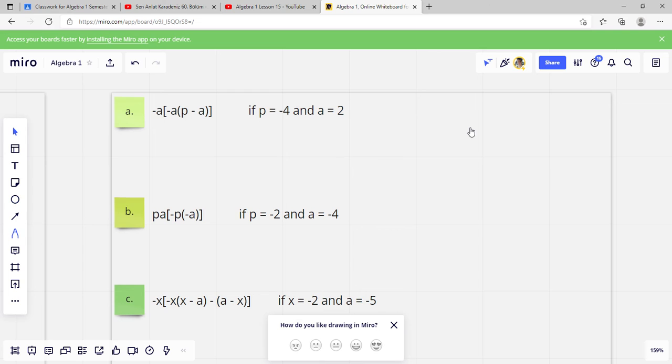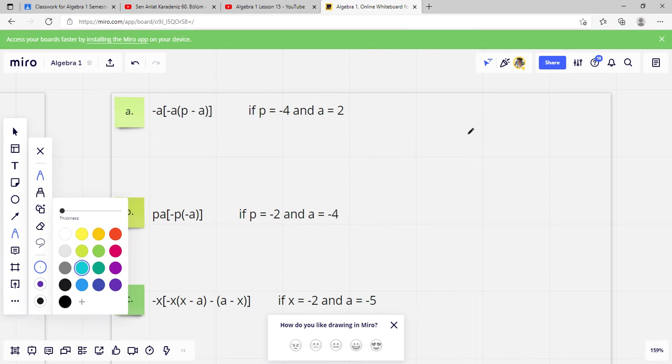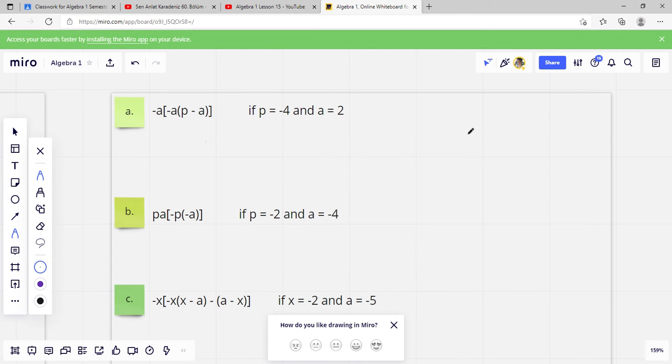We're going to start with A. The first thing I'm going to do is my innermost parentheses, which is P minus A. P is negative 4, and minus A, which is 2, gives negative 6. That means everything inside here is negative 6. So I can rewrite it: negative A, my bracket, another negative A, then my parentheses with negative 6 inside, and then my bracket. Now I need to multiply negative A times negative 6.